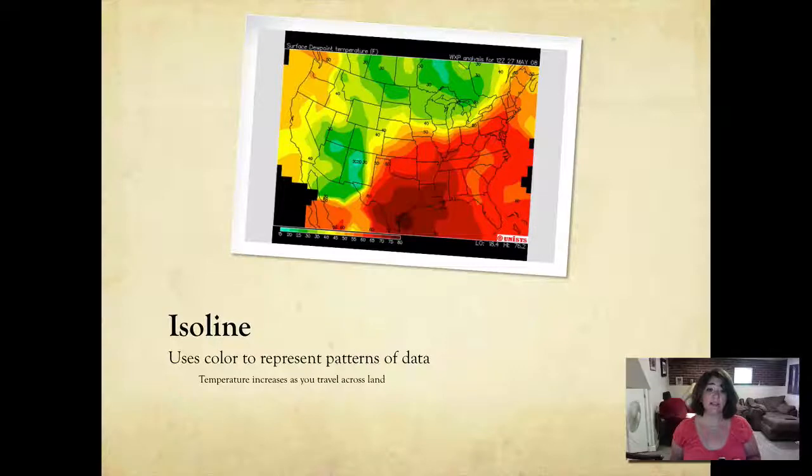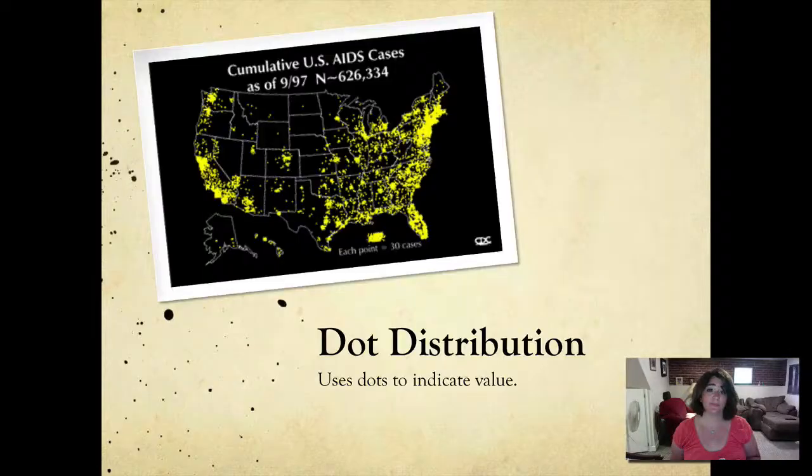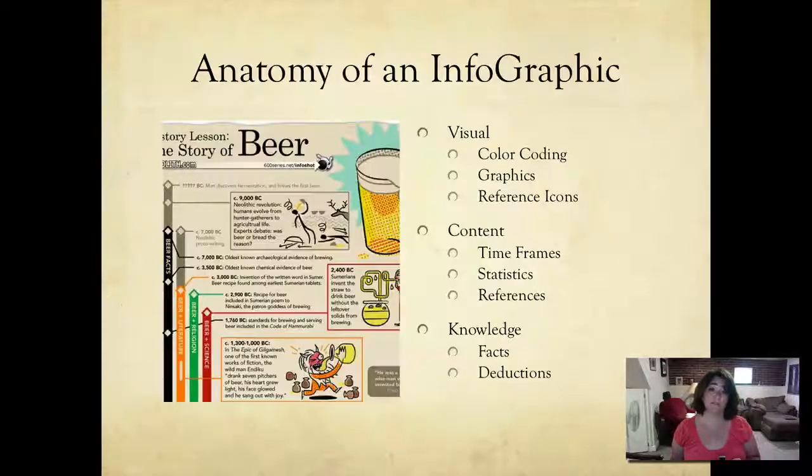This isoline map is using color, so I bet you're guessing this is temperature. And where's the hottest part? We see in the southeastern part of the United States, South Texas. We don't really have to understand how hot it is when we can sort of see this, how the colors are helping us depict the information. Dot distribution is indicating values, so this one looks at AIDS cases, and we can see just at a glance that on the east and west coast is where those cases seem to have the most prevalence.